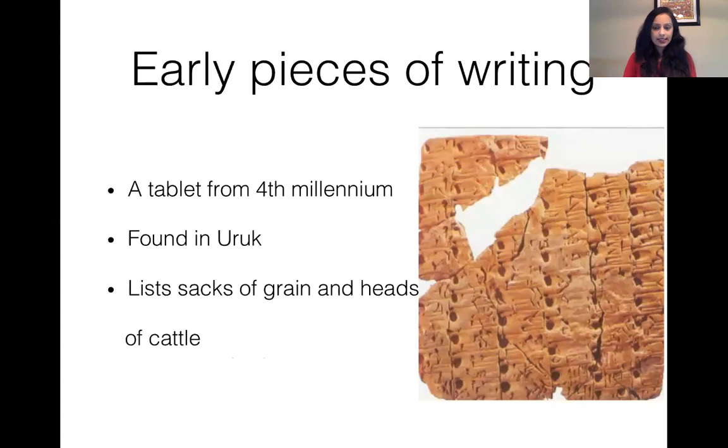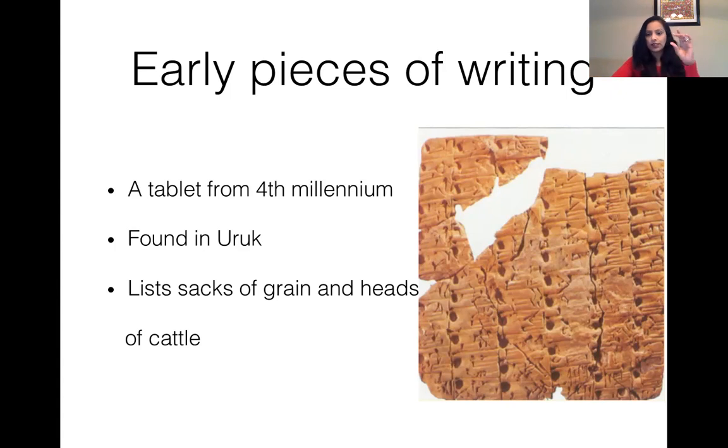And this is what an early piece of writing looked like. This is a tablet that has been uncovered using archaeological techniques. It is a tablet from the 4th millennium, and it was found in a place called Uruk. I don't know how much you can see in the video, but if you zoom in on this tablet, you can see that these are actually grains and heads of cattle. That's what this is representing.